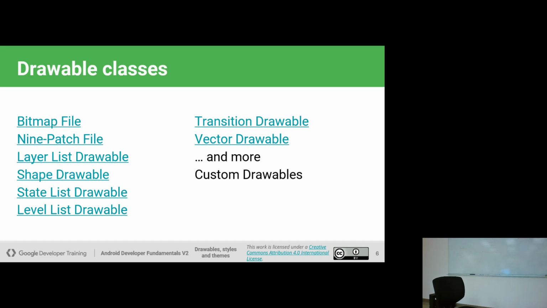And then vector drawable, which is the more general version of the shape drawable. And those vector drawables we usually get from SVG files. And then even going on from there, you can create your own drawable subclasses if you need to, but usually this fills all of the needs.